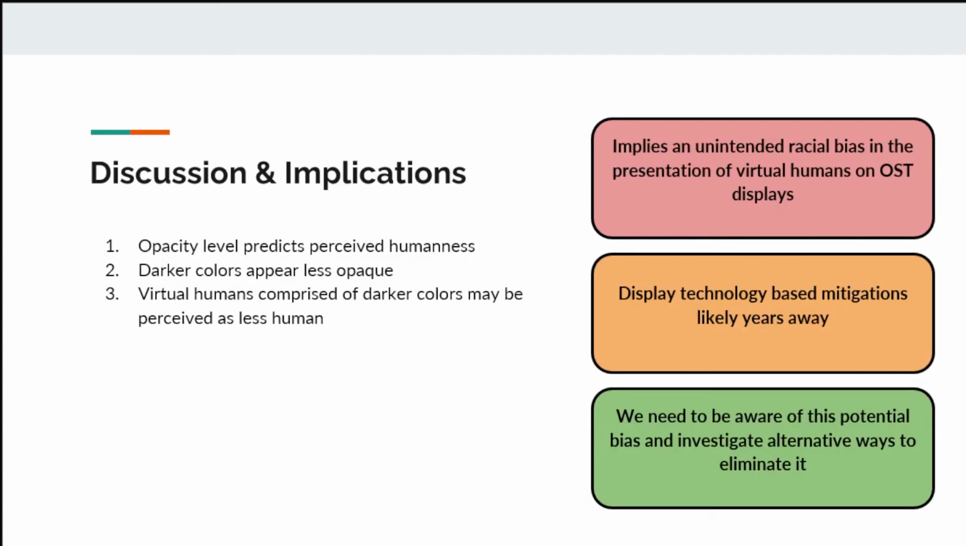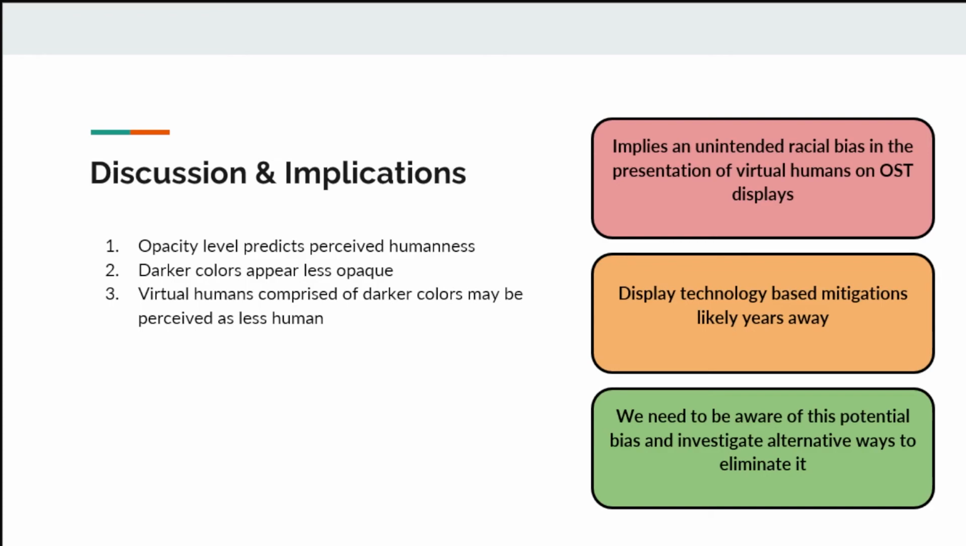The implications of these results are important for applications involving virtual humans on optical see-through displays. Since opacity level is directly related to the perceived humanness and darker colors appear less opaque than lighter colors on these displays, it implies that there will be an unintended racial bias in the presentation of virtual humans, where virtual humans with darker skin tones have lower perceived humanness by observers compared to virtual humans with lighter skin tones.